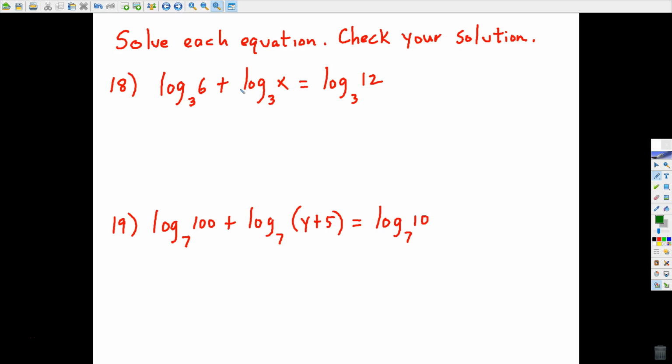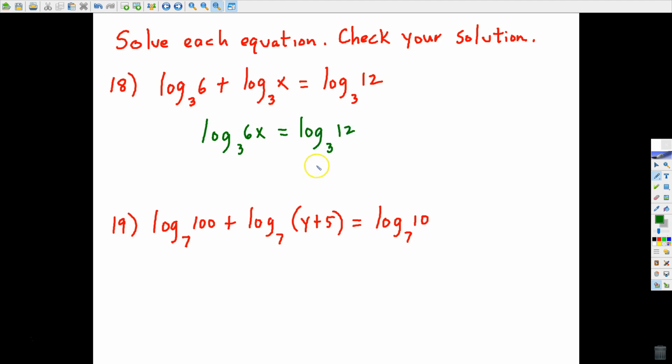Okay, more practice with those log properties. When we solve log equations, they become very necessary. In order to solve a log equation, I have to take multiple logs and condense them into a single log. Well, here again is the product property. These have the same base, so I can write this as one single log, base 3, of 6 times x.